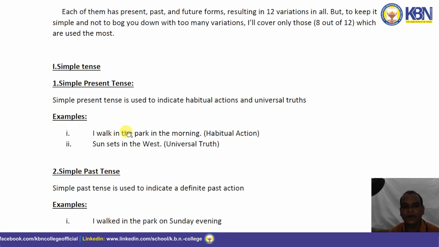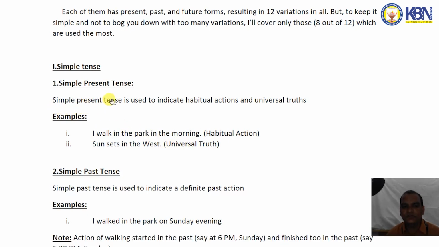I walk in the park in the morning. This is called a habitual action. Number 2, sun sets in the west. This is called universal truth. So what are the uses of the simple present tense? When can we use the simple present tense? The simple present tense is used to indicate habitual actions and universal truths.